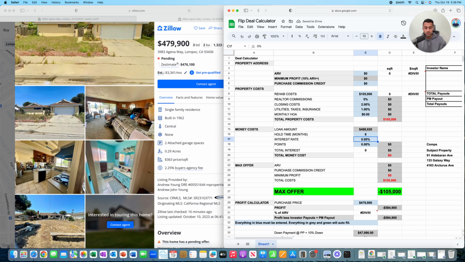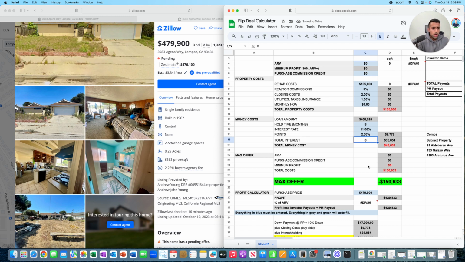The interest rate on this, if you're a rookie or you only have 1 or 2 deals under your belt, you're probably going to get between 11 and 12%. So I'm going to put 11 right there. And you're probably going to get charged 2 points. So I'll do 2 points right here. Okay, cool. So you see all these things are auto-populating.